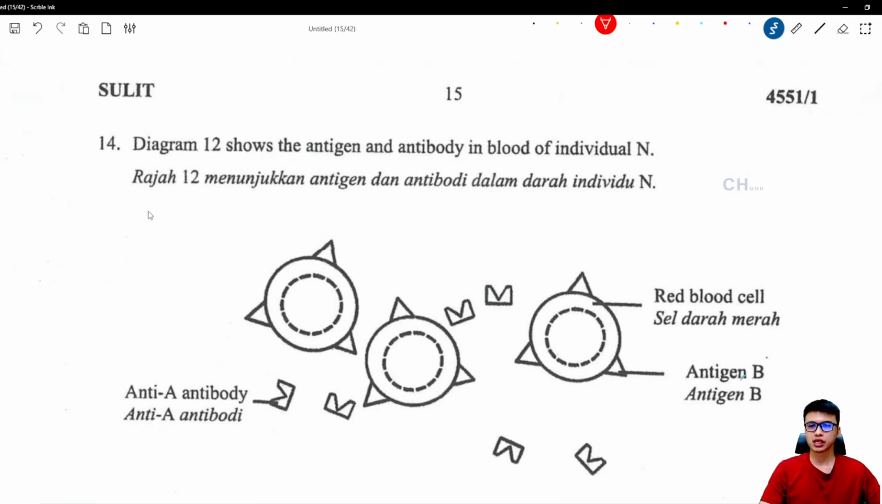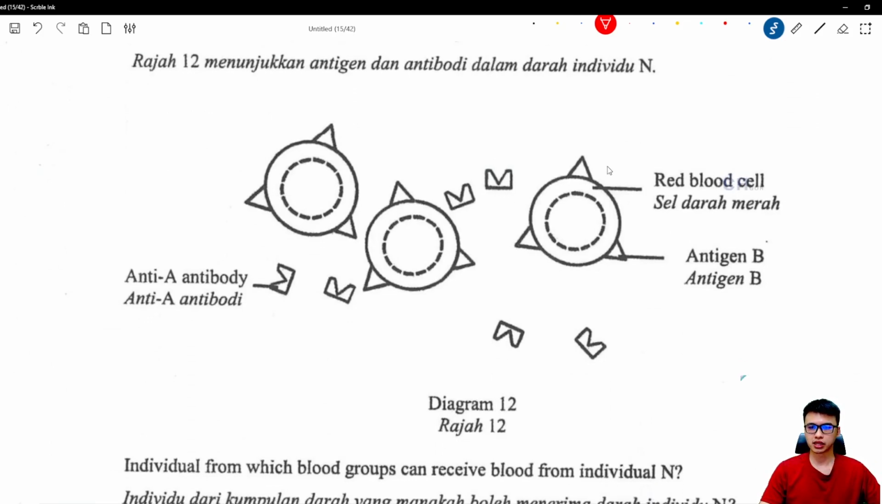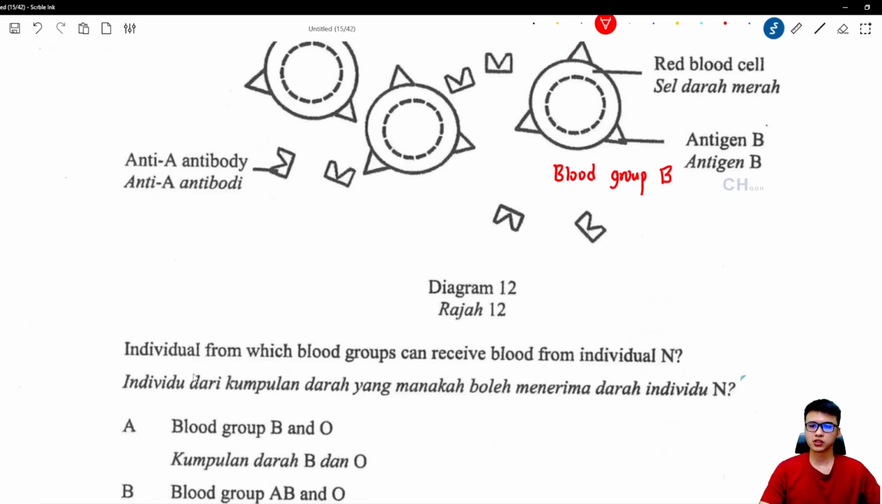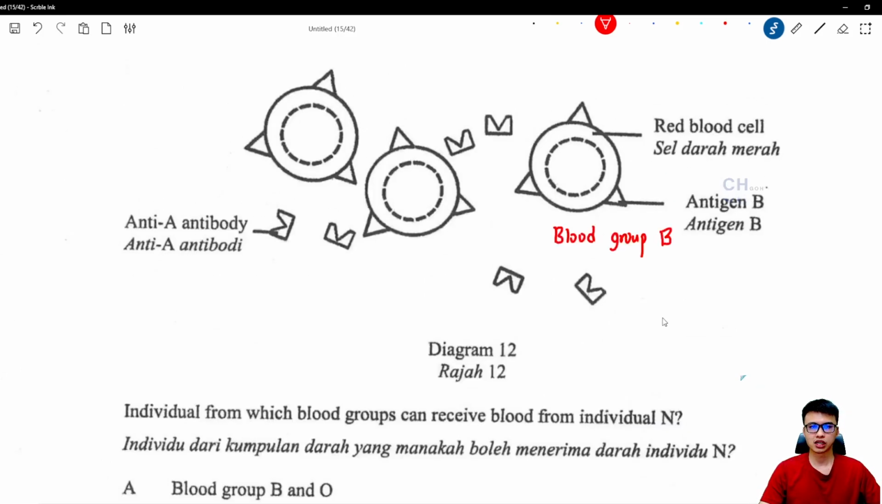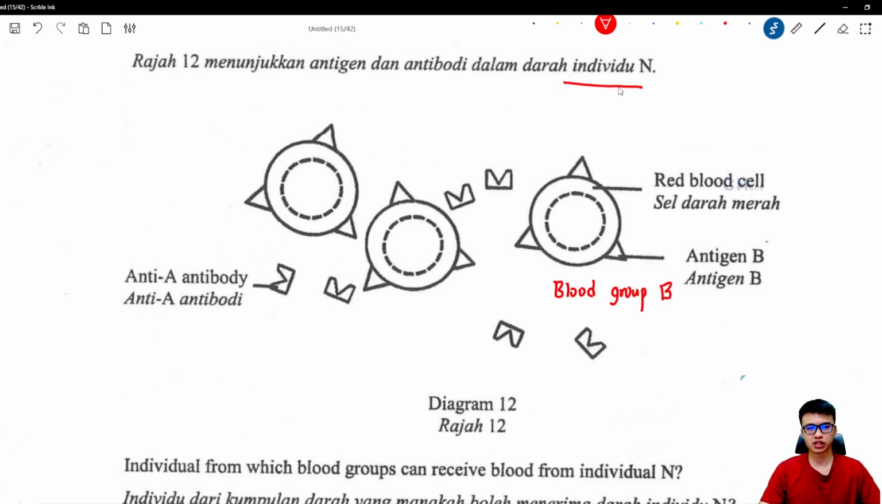Okay, 14. Diagram 12 shows the antigens and antibody in blood of individual N. Antibody A and antigen B. Okay, so this guy is having blood group B. Individual from which blood group can receive the blood from the individual N? So this guy is individual N, having the blood group B. Wow, this one is a bit confusing, sir.